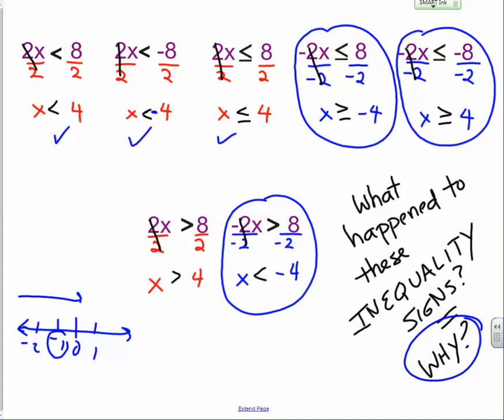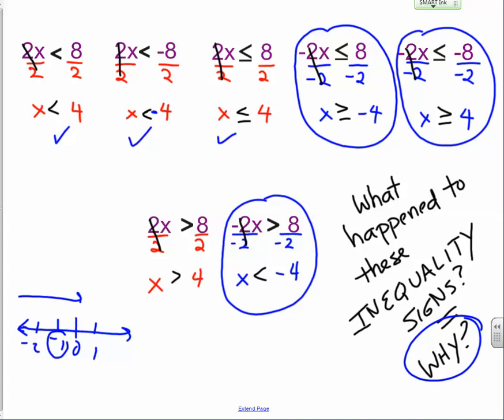Divided both sides by 2. We get x is less than negative 4. We pick a number that's smaller than negative 4, like negative 5. 2 times negative 5 is negative 10. Negative 10 is less than negative 8, so it checks. And so on. And these were all true, and they all worked.